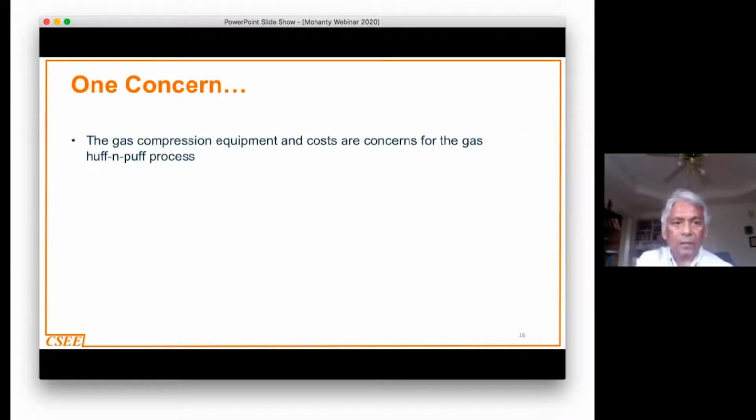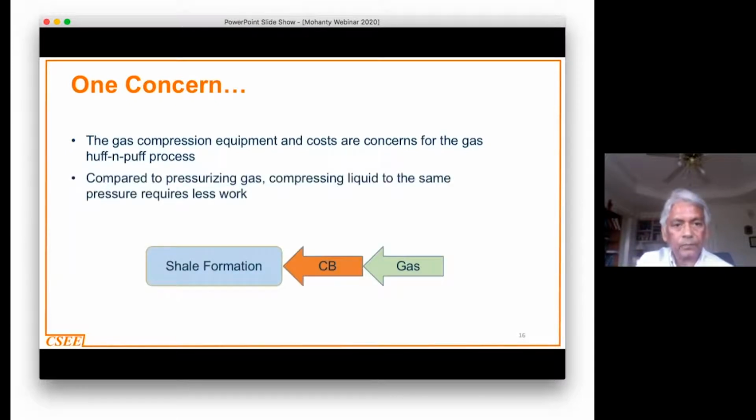There is one concern though about gas Huff-n-Puff always. You have to go to pretty high pressure in order to get the oil out, and that needs big compressors and big compressing cost. So this is what we did in our first few experiments: we injected the chemical blend first and then the gas. So how about we do the other way around?